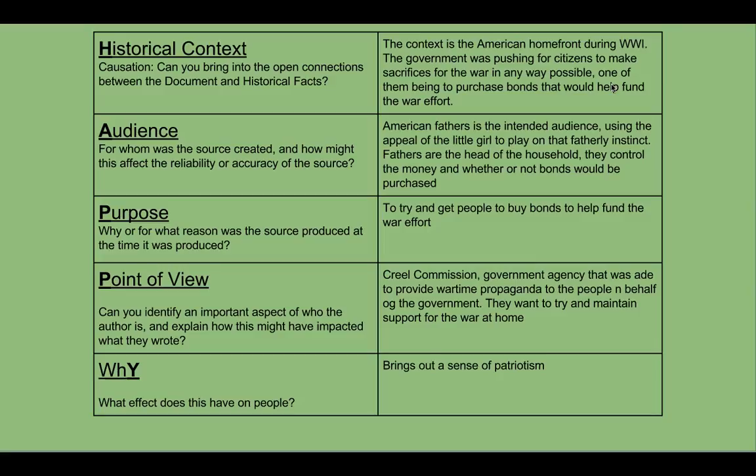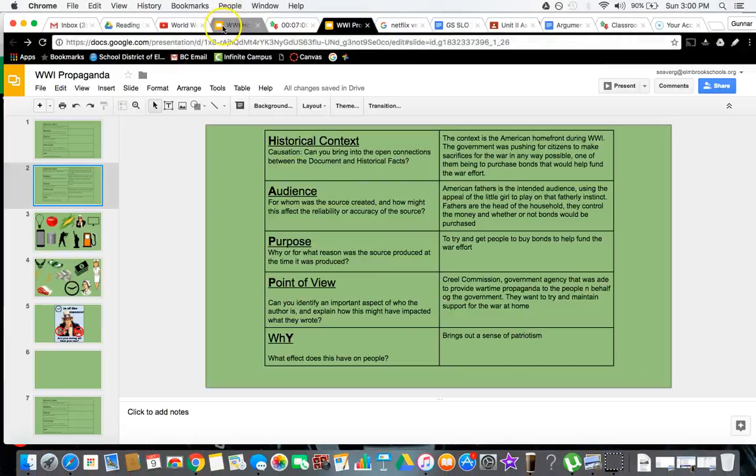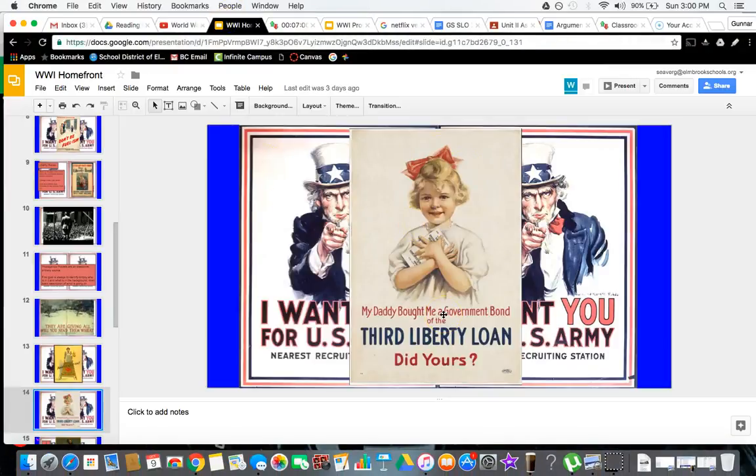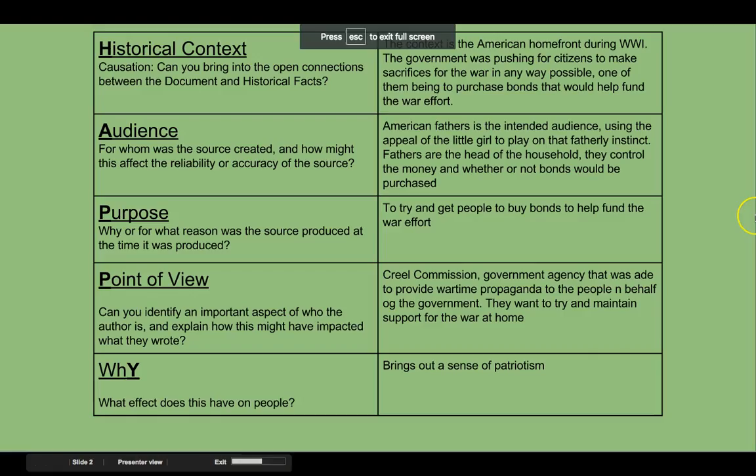The audience. Now, this gets much more specific. The audience in this case is not the American people. If we look back at the poster itself, there's a little girl holding a Liberty Bond saying that her daddy bought it for her. Clearly, the audience in this case is American fathers. Now, the father is still seen as the head of the household, the breadwinner at this time, controlling all of the money for a family, and many fathers around the nation at this time have little daughters saying, "Oh, look, my daddy bought this for me. He bought me a $10 bond." And that's pretty common, buying a bond for your children.